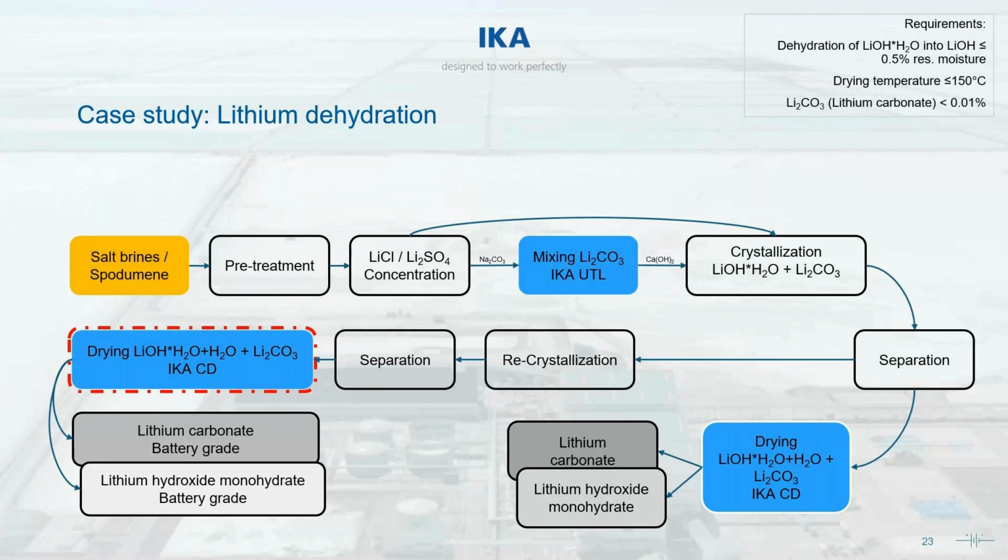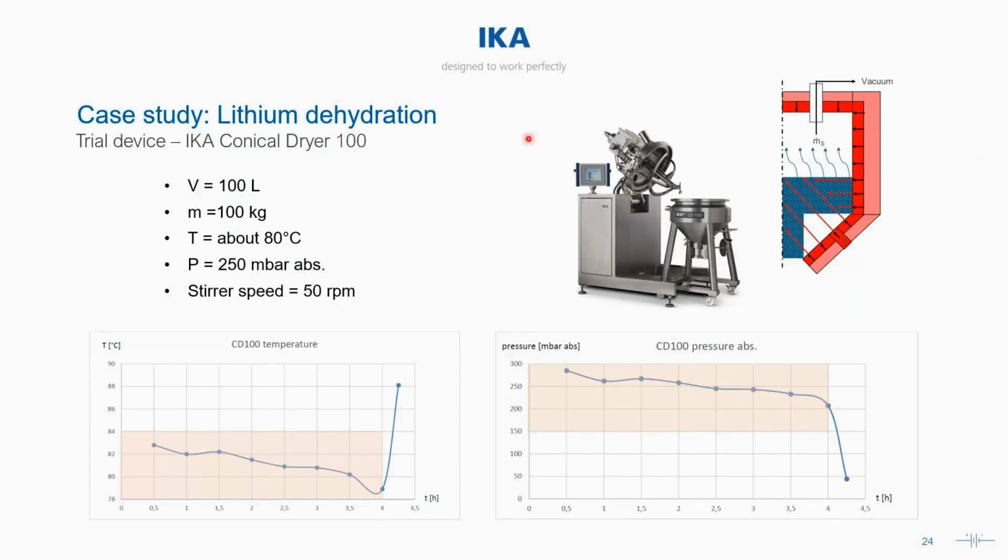So in this case, we looked at our conical dryer. That's this piece of machinery right here. The benefit of this piece of equipment is that it actually uses vacuum to lower the boiling point of your water and evaporate it off faster. So this machine is imparting heat energy through the walls as well as through the central spiral agitator, and then again, dropping the pressure using the vacuum. So we started with 100 liters, 100 kgs of material, temperature around 80 and pressure around 250.